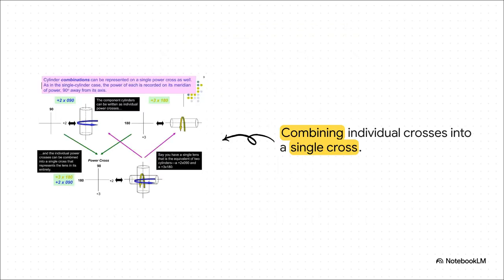And here's where it gets cool. By physically overlapping those 2 separate diagrams, these individual power crosses combine into a single, highly efficient summary of the lens's entire refractive properties. You basically just smash them together. You get one clean cross with a +3 on the vertical meridian and a +2 on the horizontal meridian. It's simple, it's elegant, and it's perfectly ready for clinical interpretation.